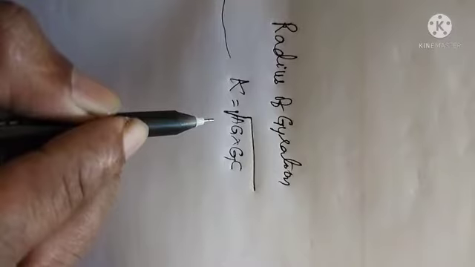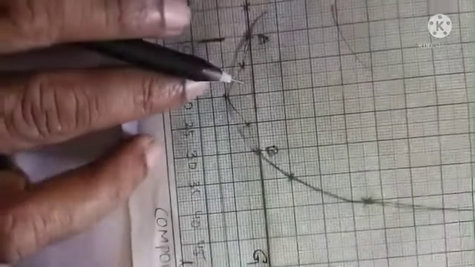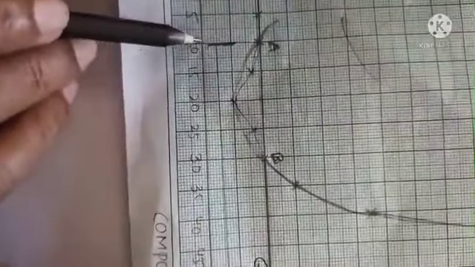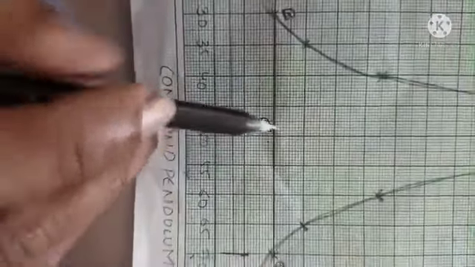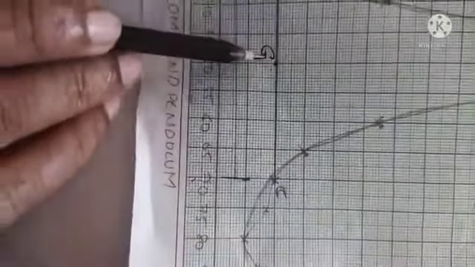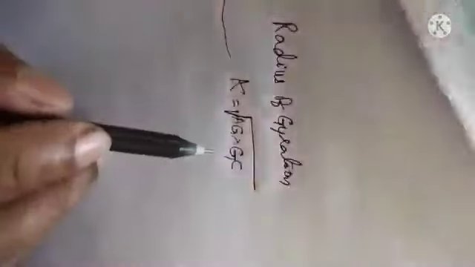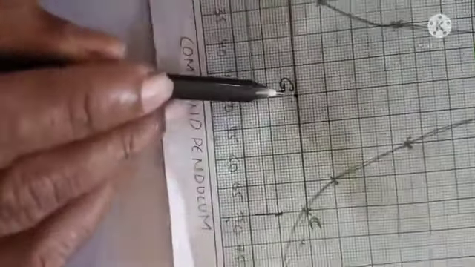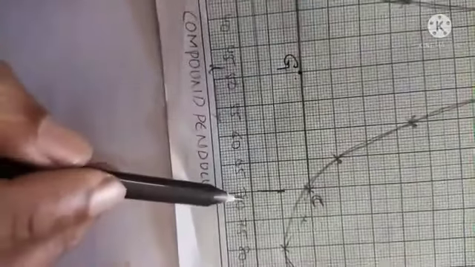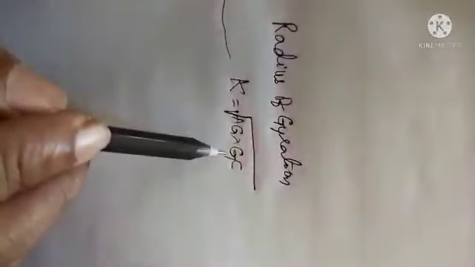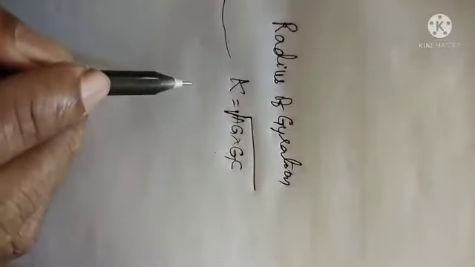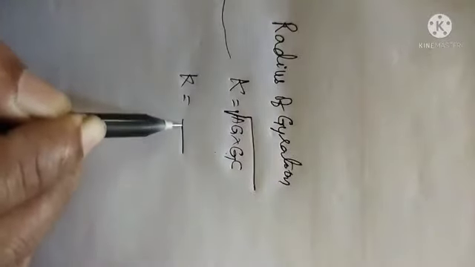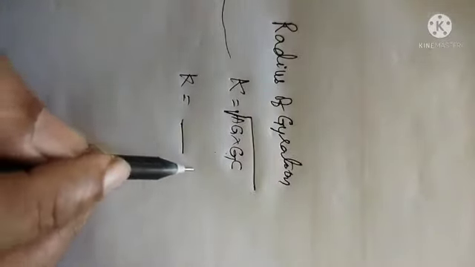Now from the graph, the AG value is the difference between this point A and this point G, and the difference between G and C will give you the GC value. That means the G value is 50, and this is 70 minus 50. After that, if you calculate, you will get the radius of gyration, which is in centimeters.